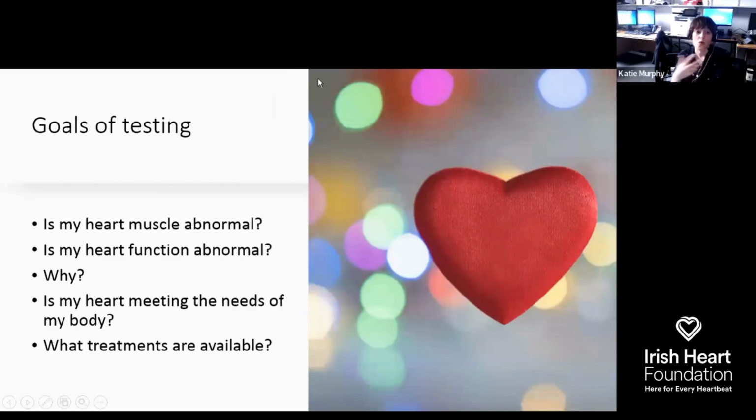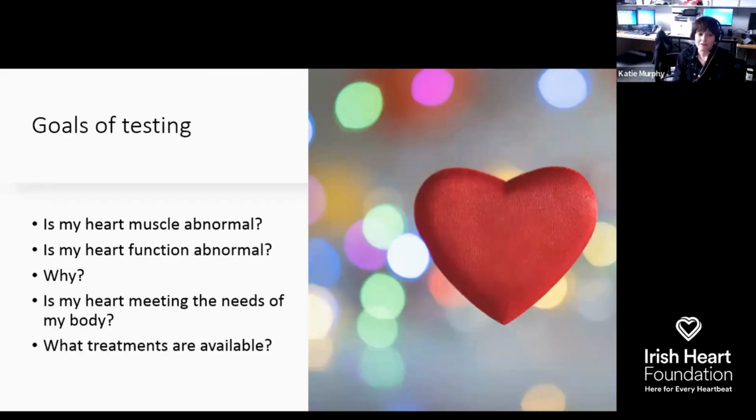And so why are we doing these tests? What's the goal of testing? So number one, is my heart muscle actually abnormal? Maybe you've been sent for screening and you don't know if you've got an abnormal heart muscle, or maybe you've had another test that queried whether you have an abnormal heart muscle and the testing has confirmed this. And then if the heart muscle is abnormal, is that having an effect on your heart function? Yes or no? And if so, why?